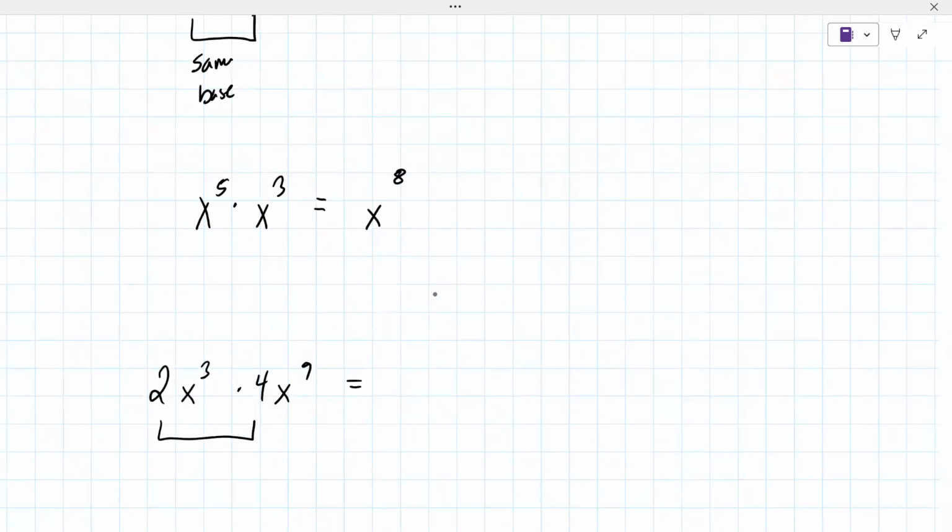All right, so let's say there's some numbers in front, like 2x cubed times 4x to the ninth. Guess what you do with the numbers? Do you divide them? Do you want to get rid of them or keep them? Multiply. And then what would the exponent be above the x here based on the 3 and the 9? Oh, that would be 12. There we go.